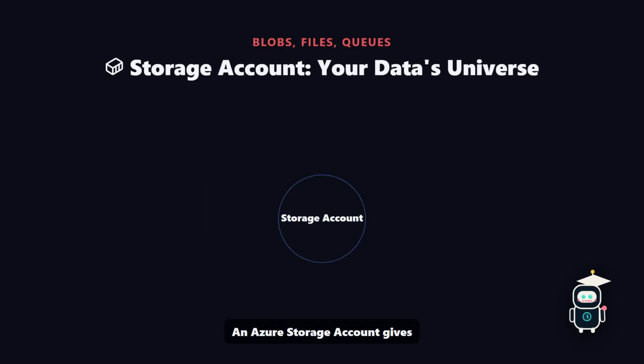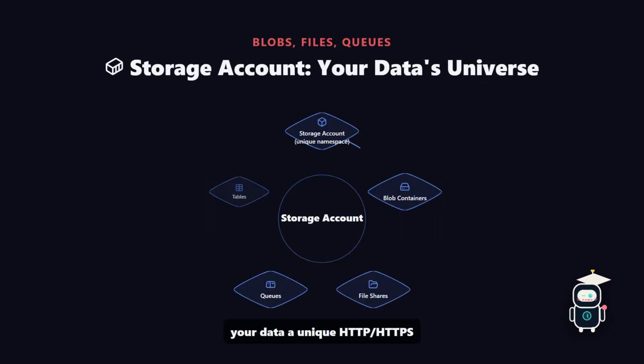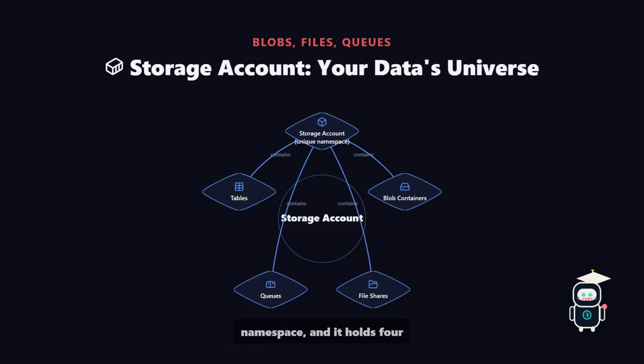An Azure storage account gives your data a unique HTTP/HTTPS namespace, and it holds 4 distinct services. Blob containers store unstructured data like images or logs. File shares provide SMB/NFS mounts for lift and shift scenarios. Queues enable asynchronous messaging between app components, and tables offer a NoSQL key-value store. Together, they form the durable, scalable foundation for almost any cloud workload.